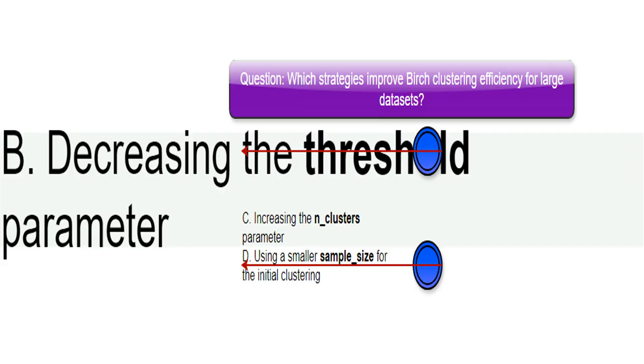Changing the number of final clusters only affects the last phase, after the main tree is built. It doesn't impact how fast the tree is constructed. It's like deciding how many final colors you want in your mural after the initial sketch is complete. It doesn't change how long it took to make that initial sketch.